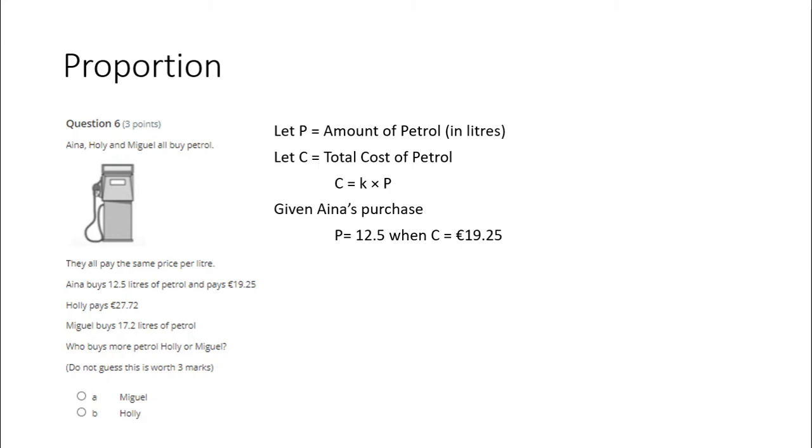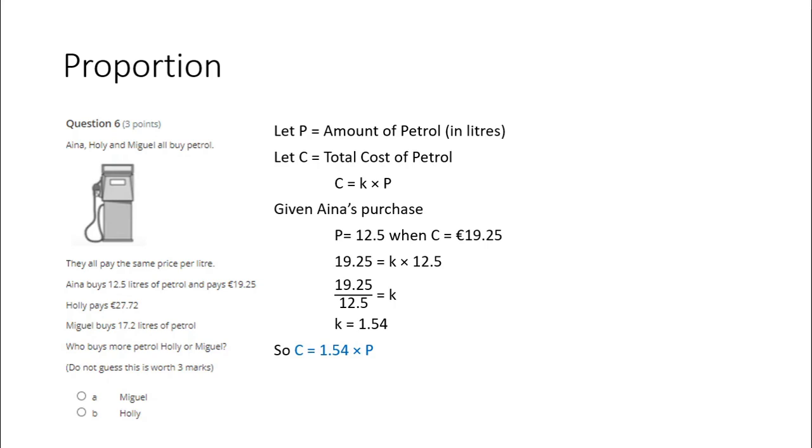So substitute into that equation. I want to find out what K is, so I need to get K on its own. If it's being multiplied by 12.5, I'll take that to the other side and I'll divide by 12.5. Working out this division, that gives me 1.54. So our constant of proportionality, or our cost per liter, is 1.54. Now let's use that in the formula. So the cost of buying petrol is always going to be equal to 1.54 multiplied by the number of liters of petrol we buy.